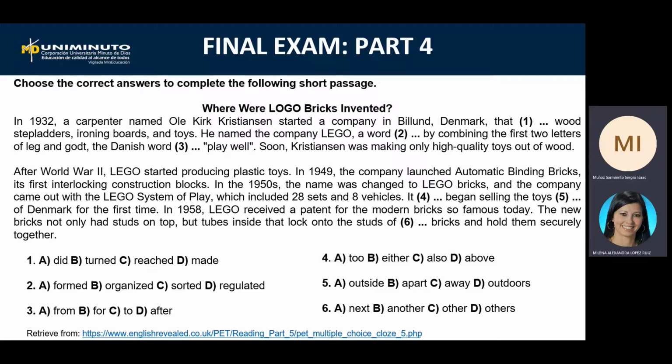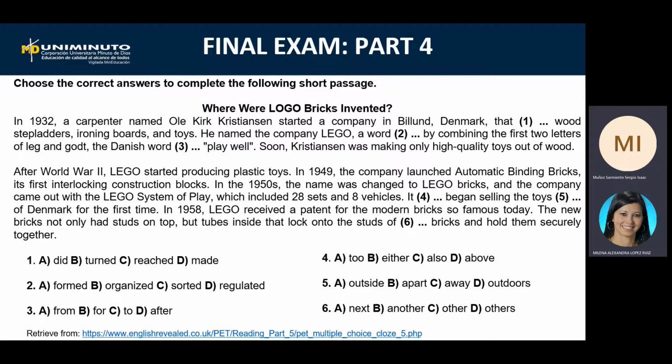Soon, Christensen was making only high-quality toys out of wood. After World War II, Lego started producing plastic toys. In 1949, the company launched automatic binding bricks, its first interlocking construction blocks.